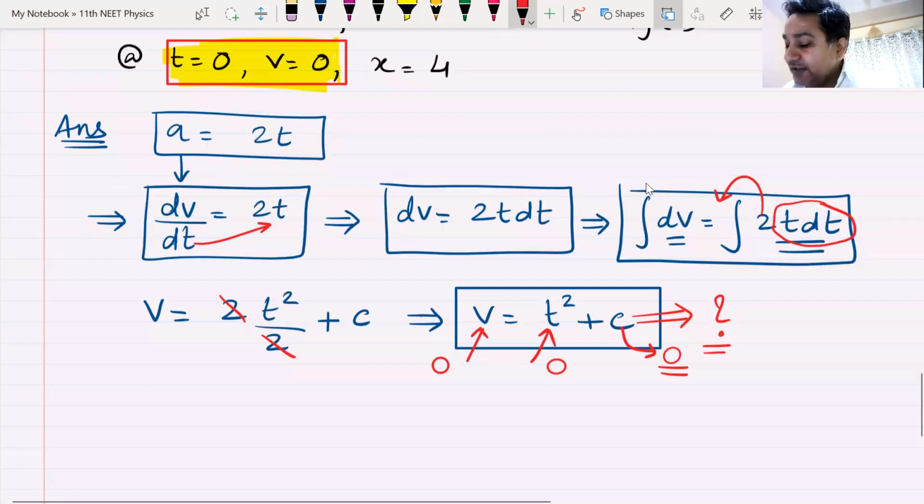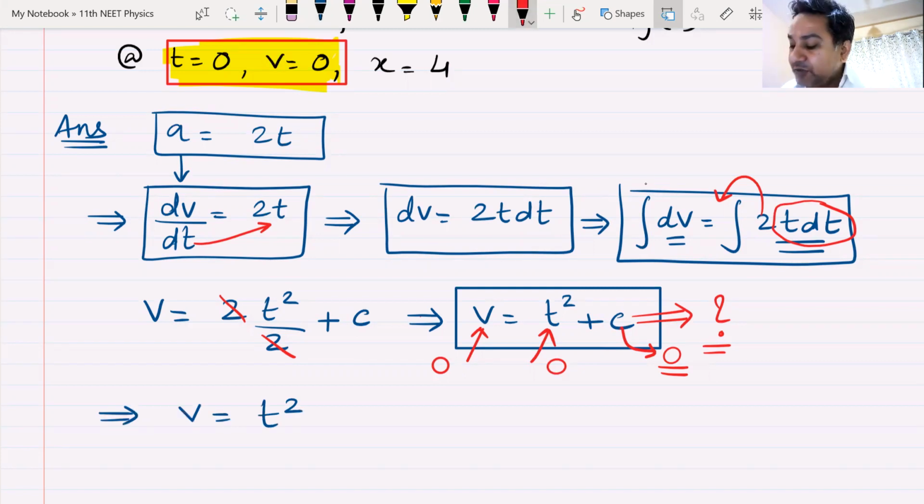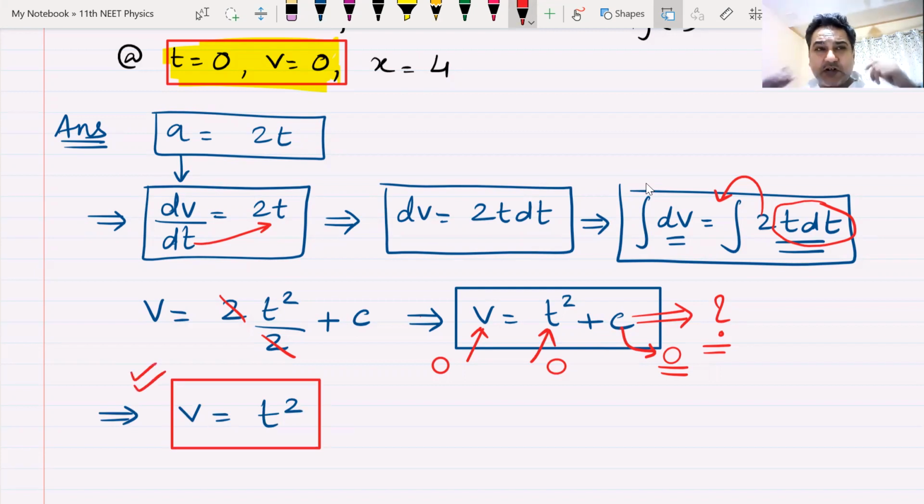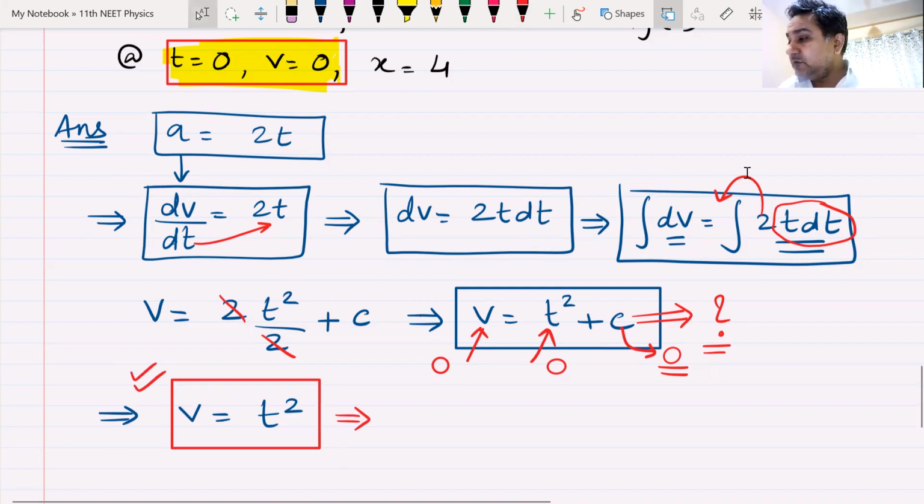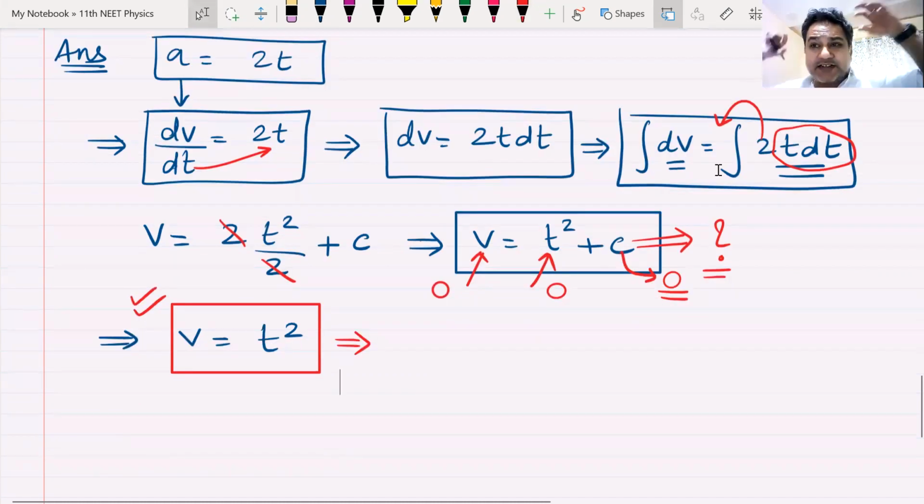So once you get that, you can completely write your velocity will be t squared. That will be your velocity as a function of time. Do we understand this? How did we get this? Velocity is equal to t squared. Now I can find, I get velocity as t squared. Do we understand this? Can I have some raised hands?